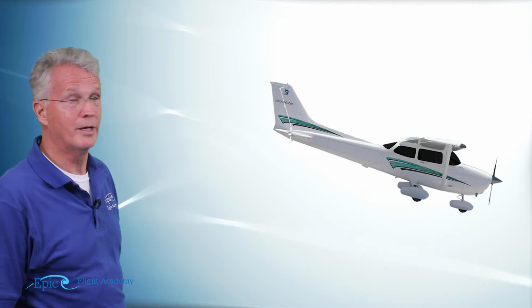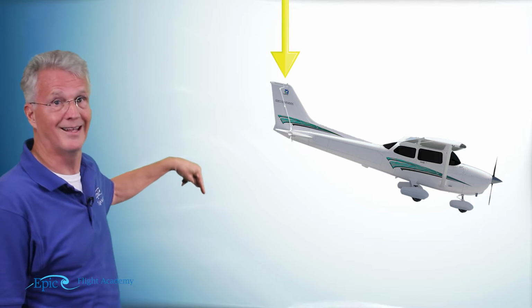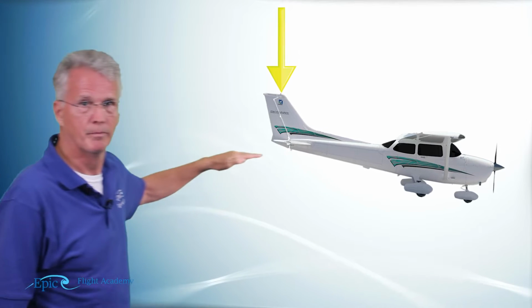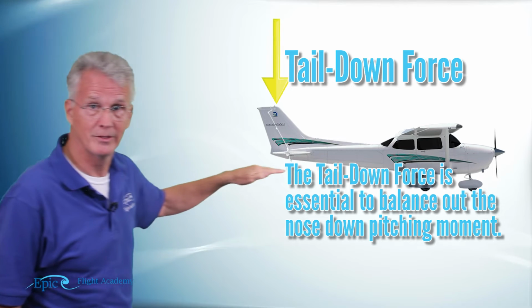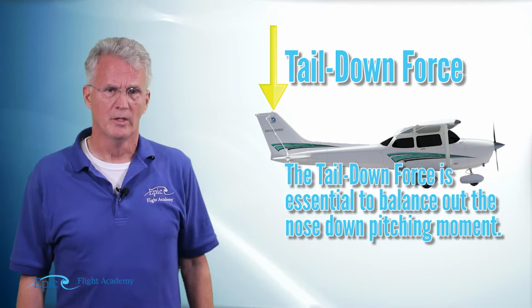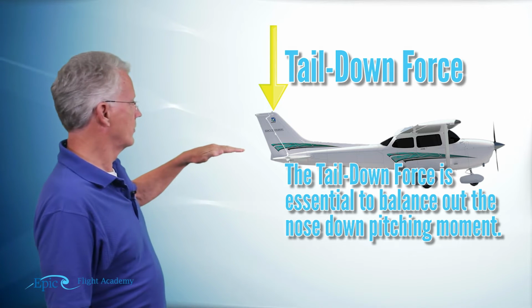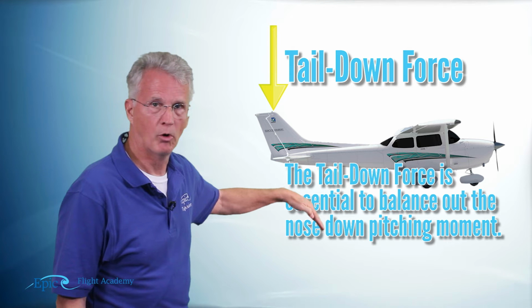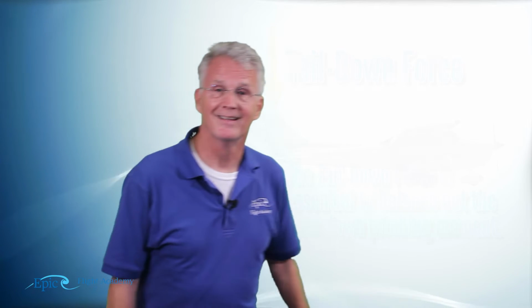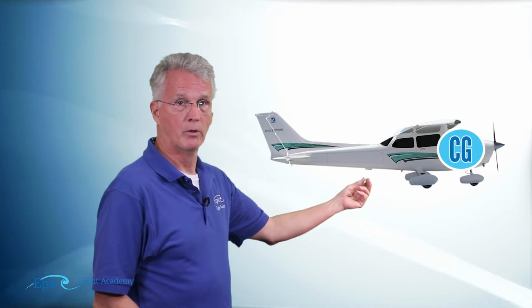Well, it becomes pretty clear when you look back here at the tail. If we have a downward force on the tail, that balances or stabilizes that longitudinal axis. That's called the tail down force. The tail down force is essential to balance the nose down pitching moment. That is longitudinal stability.